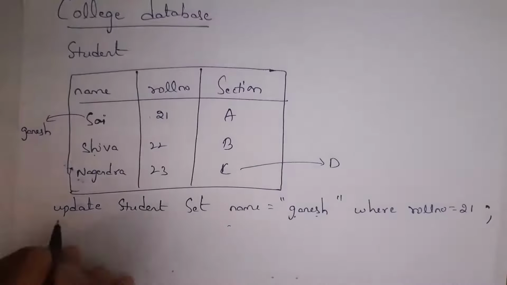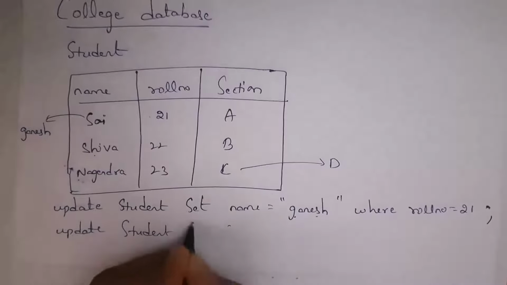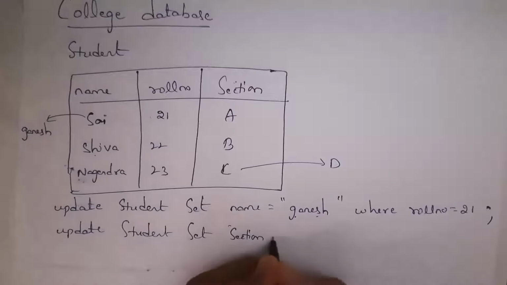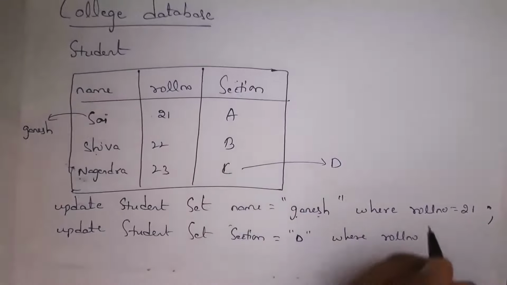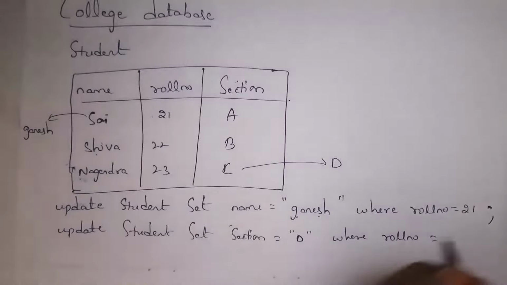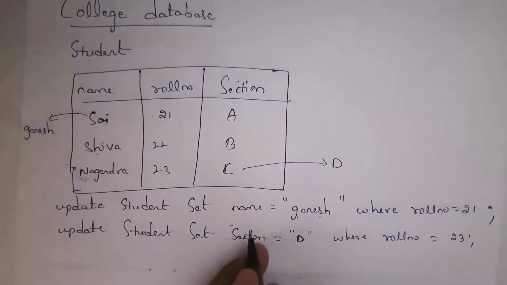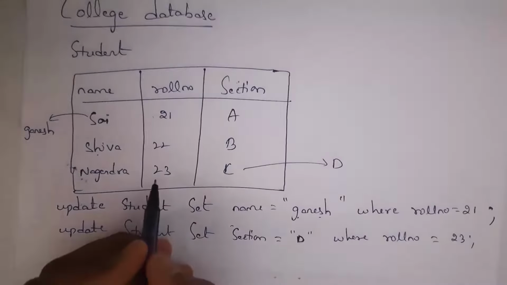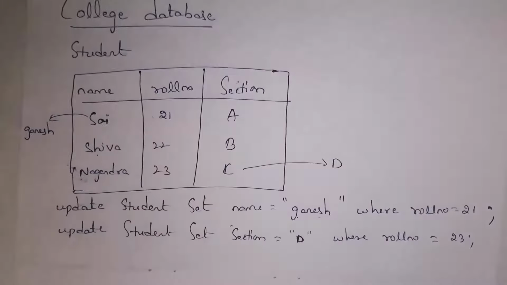So for that purpose, you need to write update student set. I want to change section from C to D. So just write here section equal to D in quotations, where roll number equal to 23. Meaning of this code is, it will change section to D whose roll number is 23. Here Nagendra's roll number is 23. So it will update data to section D.